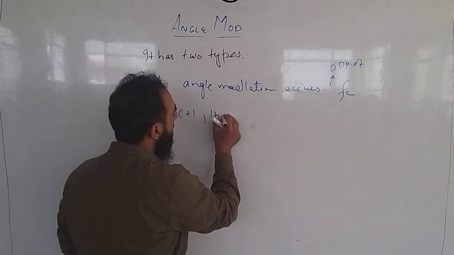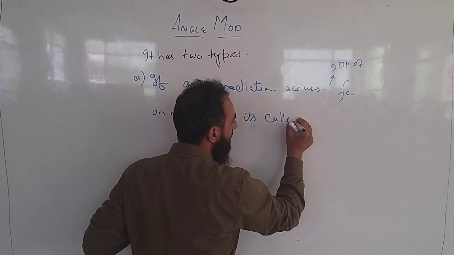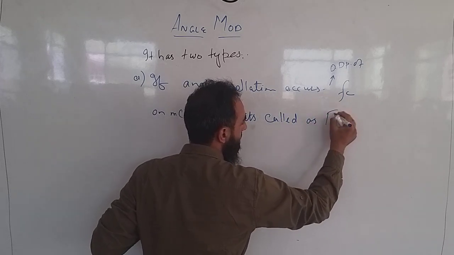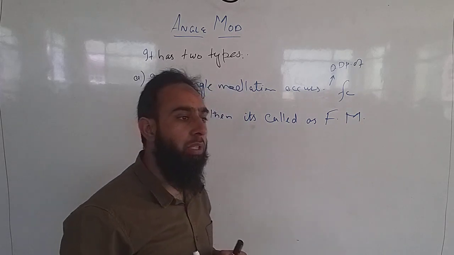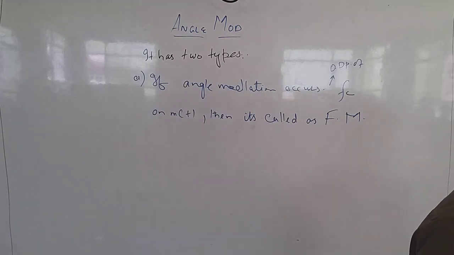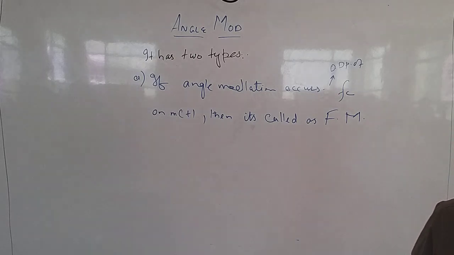Then it is called frequency modulation, that is FM. So, if the angle modulation occurs due to the dependence of the carrier frequency on m of t, it is called frequency modulation.